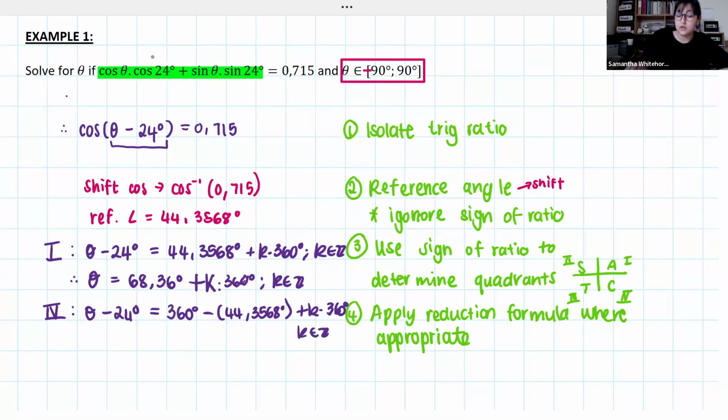And now again, I use my inverse operations. If you can do the 360 minus 44 and then plus 24 altogether, wonderful. I'm going to do it all together, and I get theta is equal to 339,64 degrees. Again, plus k times 360, where k is an element of the integer number system.